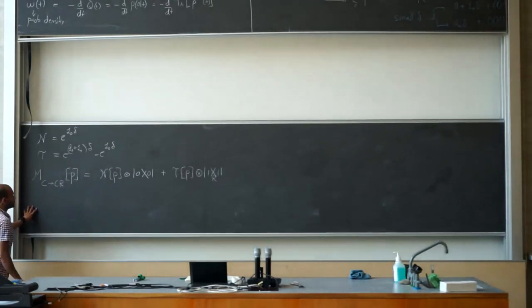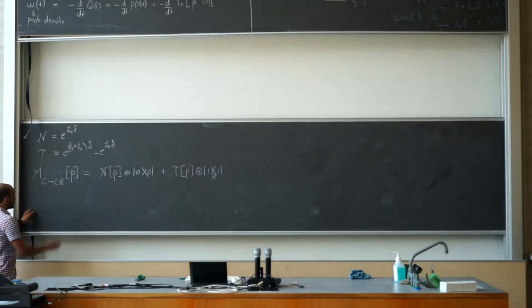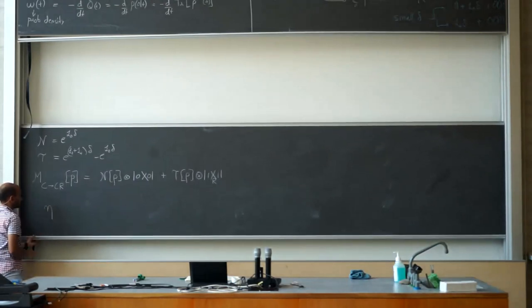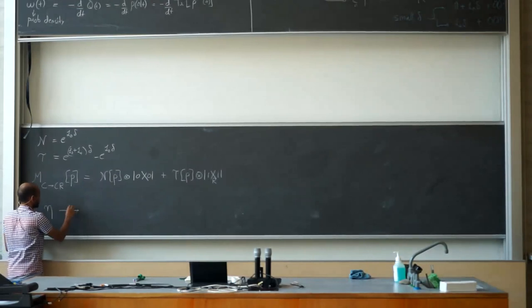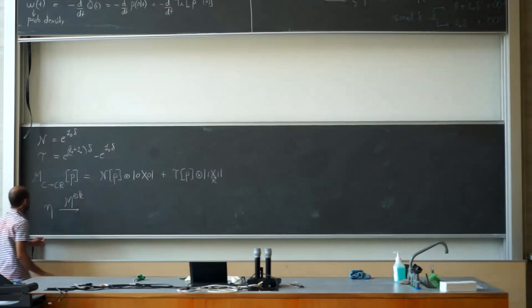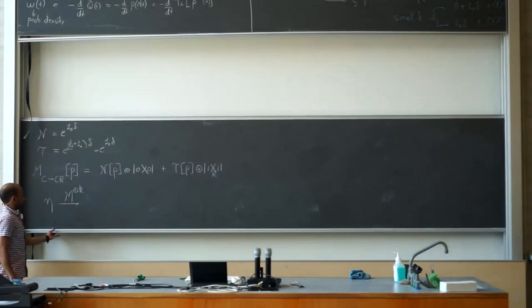And now I can, okay, so I have this. Now imagine that I started out with eta, and I did this map on eta, but I did it, let's say, k times. Okay. And now when I say k times, what do I mean?